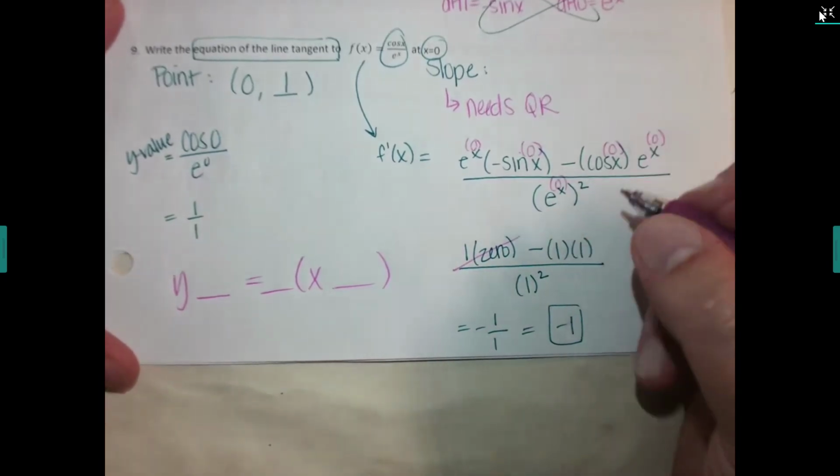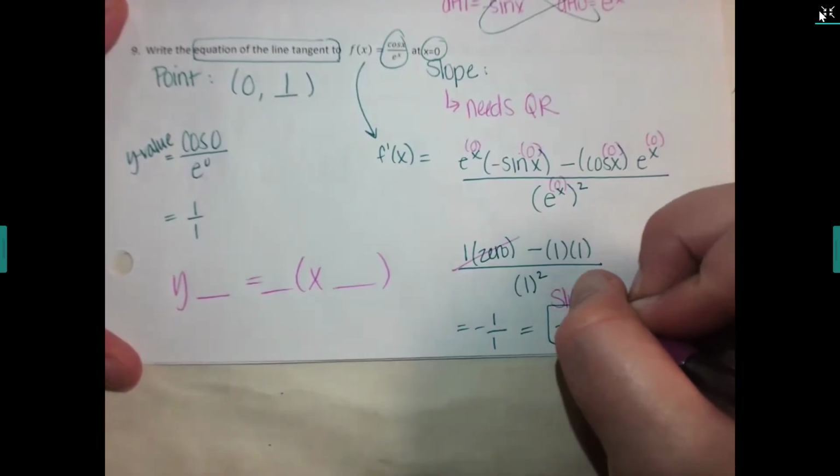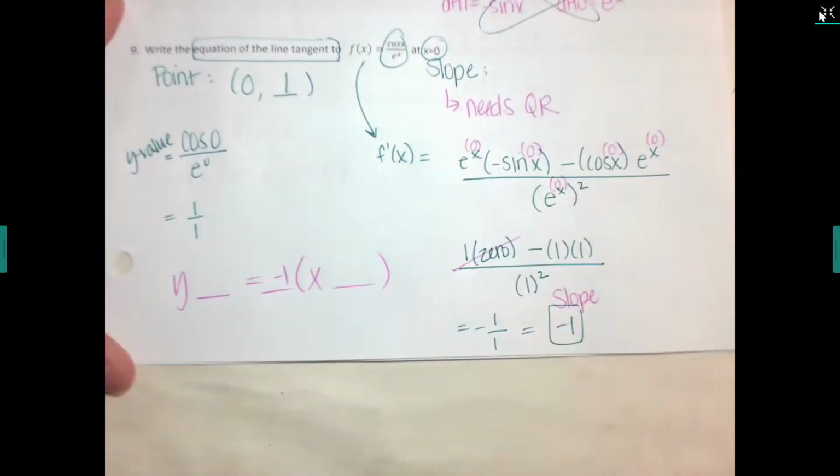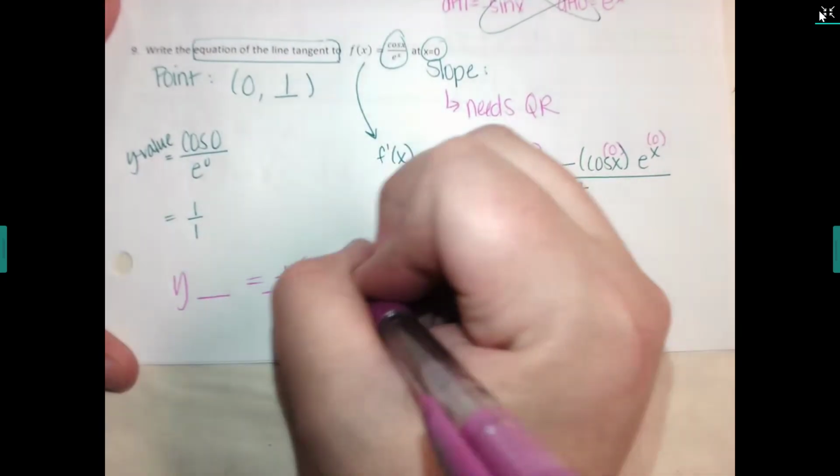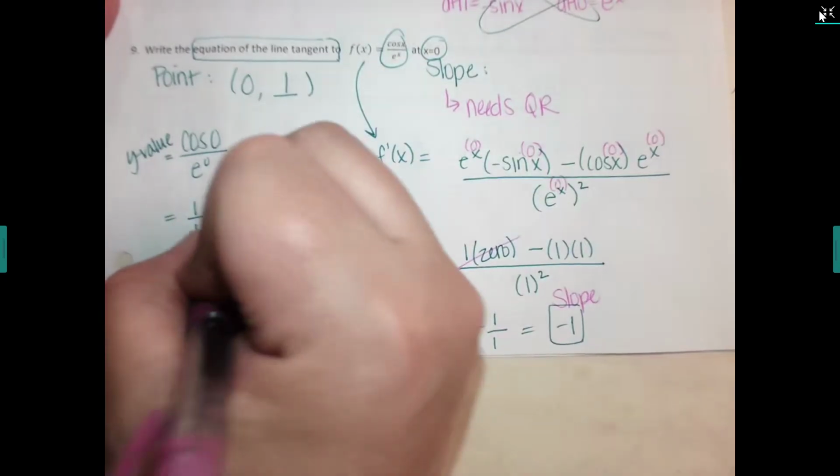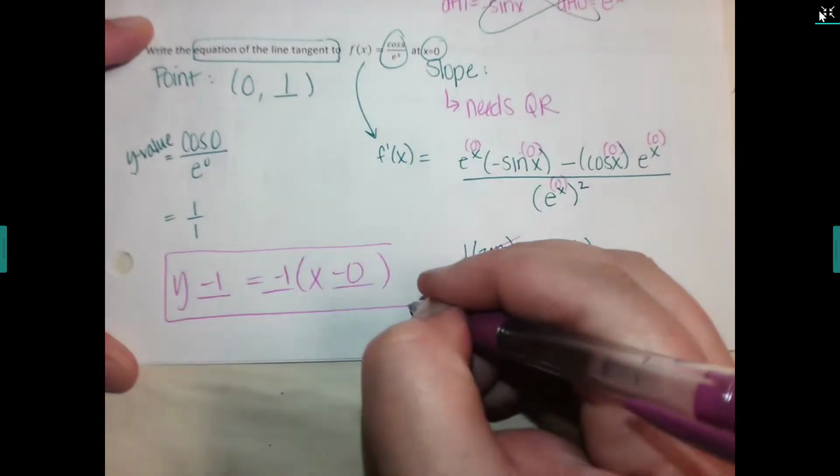Remember your slope goes in the middle? My x is a 0, so I'm just going to put minus 0. My y is a 1, so minus 1. Okay?